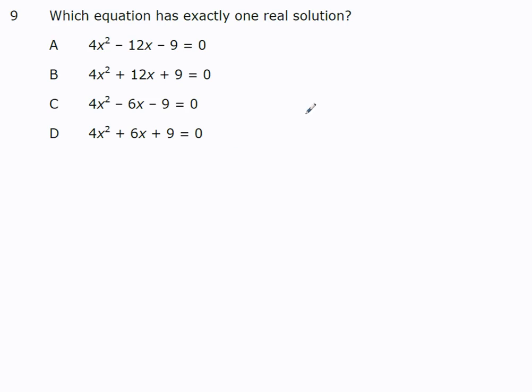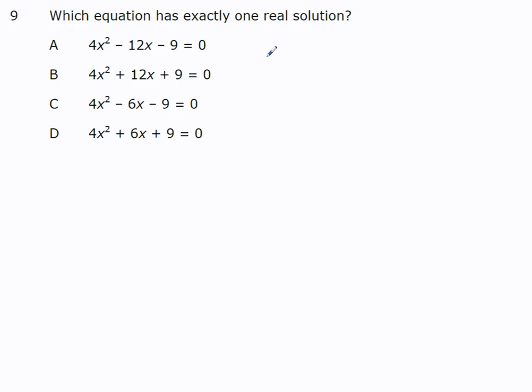Alright, so for this one, it's wanting to know which equation has exactly one real solution. Now, all of these equations are quadratic equations, and we can tell how many solutions a quadratic equation has by looking at the discriminant. For those of you who don't remember what a discriminant is, it's the part underneath the radical in the quadratic formula. You should be able to remember the quadratic formula. Most teachers go through a lot of effort to help kids remember the quadratic formula.